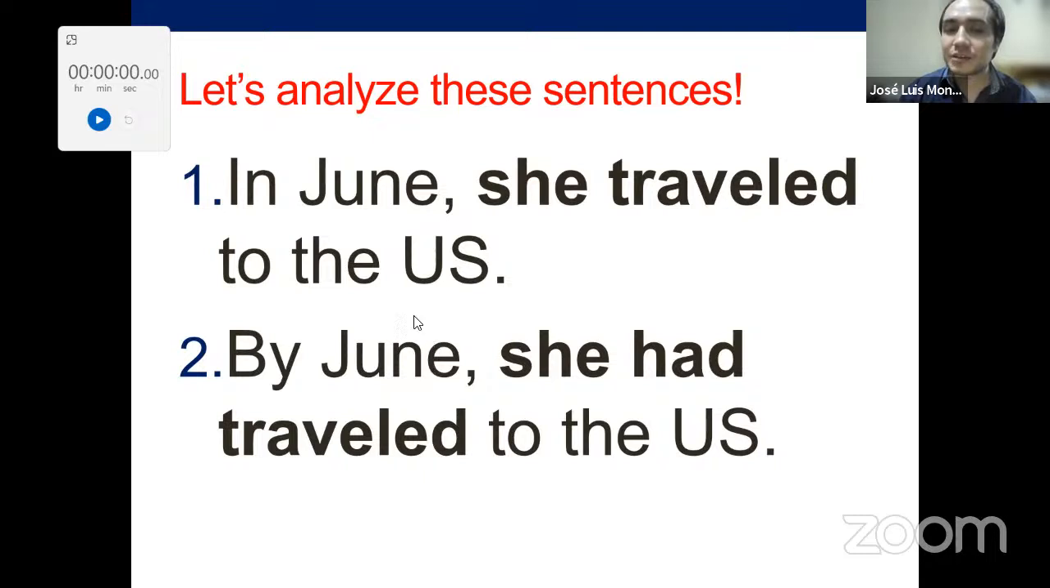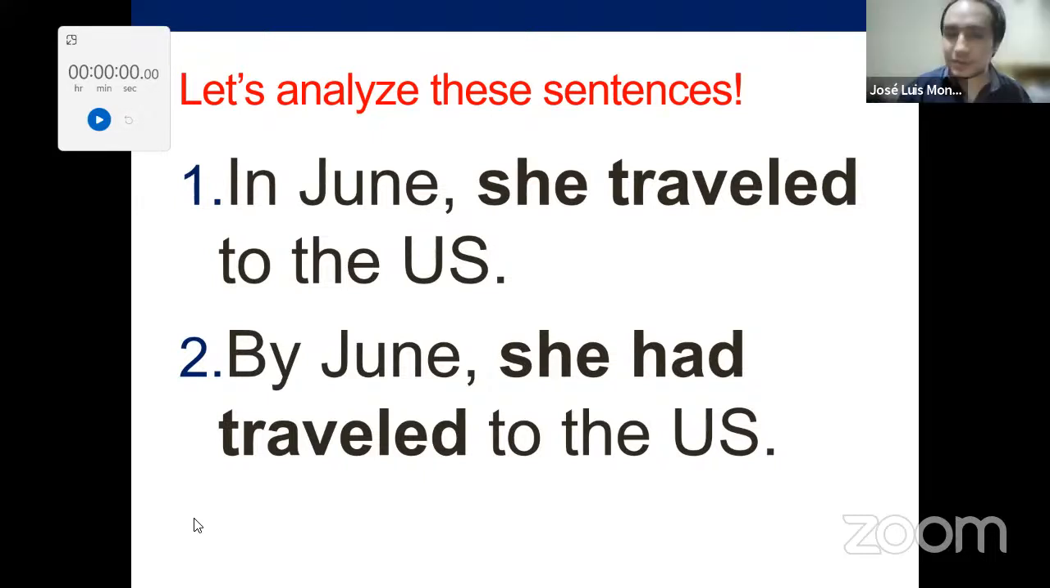But in the second case, actually, if I ask you this one, Karen, in number 2, did this action happen in June or not? What do you say? Did this action happen in June, or when did it happen in number 2? It's, well, the time is not exactly the month June. Maybe, I don't know, maybe 1 month before or 2, we don't know, but by the time she had traveled.